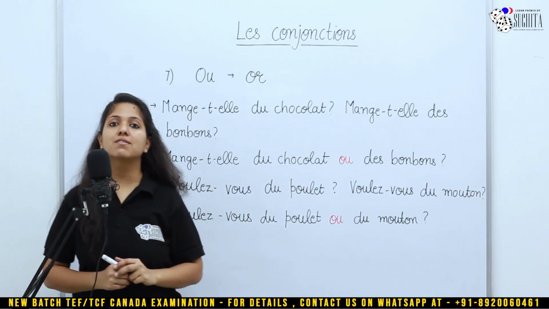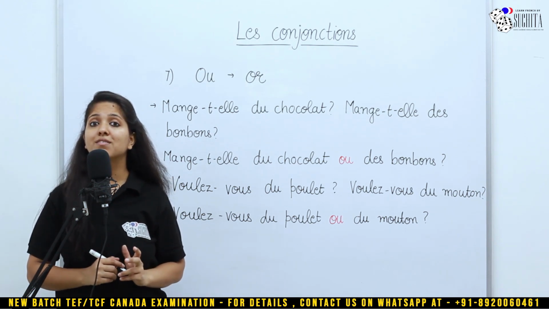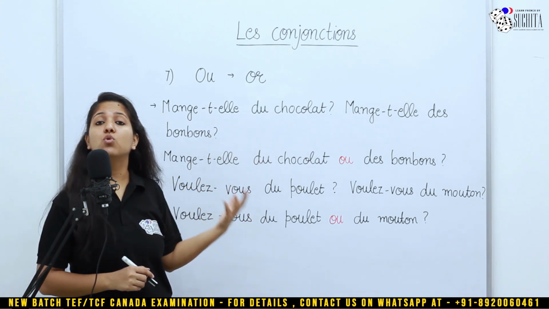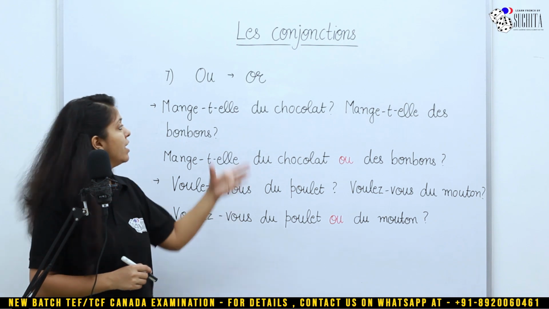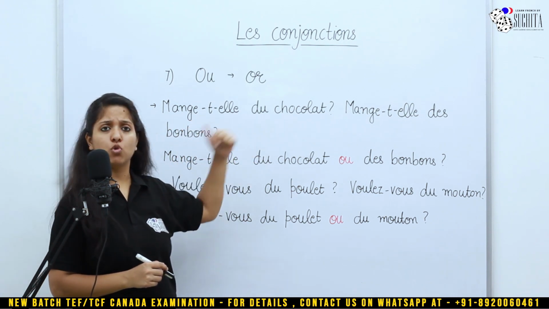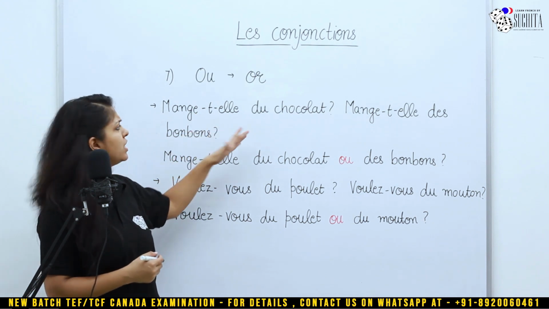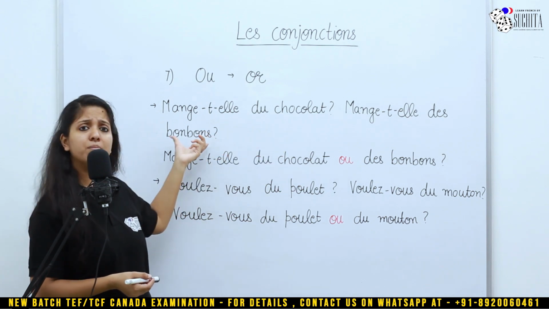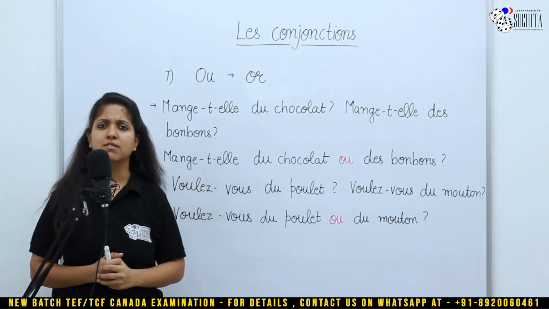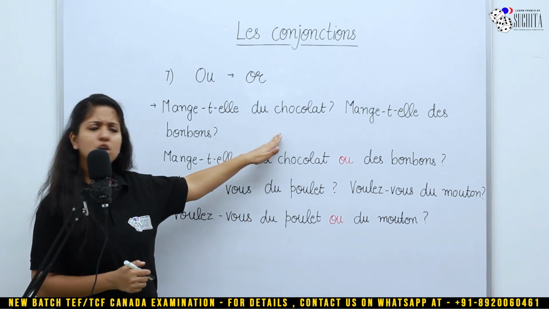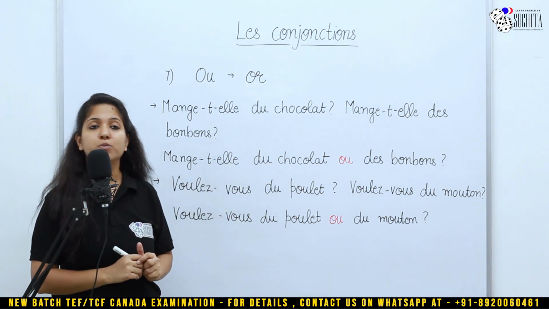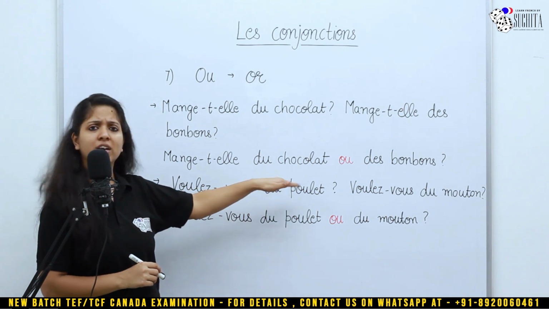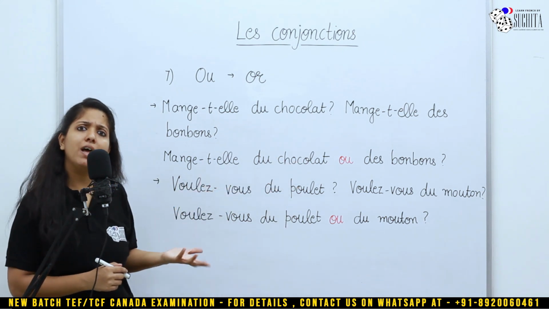Okay, so the next conjunction is ou. Ou means or. Now, you use ou wherever you have to give somebody an option. Okay, let's say, mange-t-elle du chocolat? Does she eat some chocolate? Mange-t-elle des bonbons? Does she eat some candies? So how would you join the two sentences? Does she eat some chocolate or some candies? So here there is an option. Mange-t-elle du chocolat ou des bonbons?